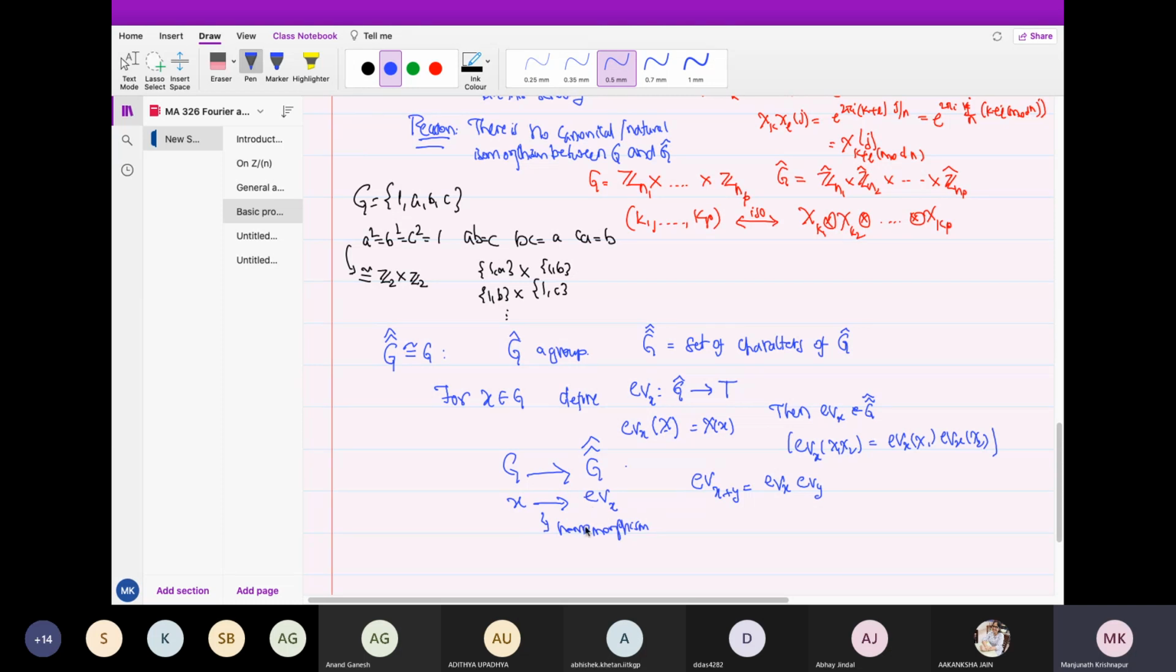And you can easily check that it is injective, so it is in fact an isomorphism. You take any x, it can't map to the trivial element in G double hat. So why is it injective? Once you have that, it's a homomorphism from G to G double hat, and if it's injective, then it's an isomorphism because they are groups of the same size. So why is it injective?